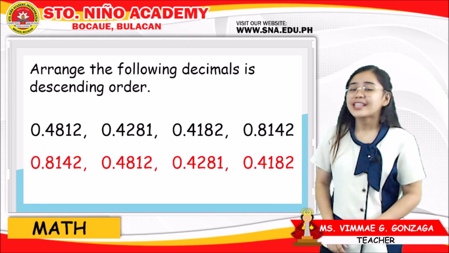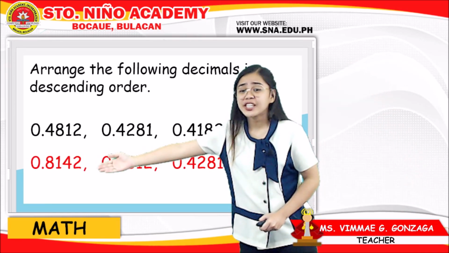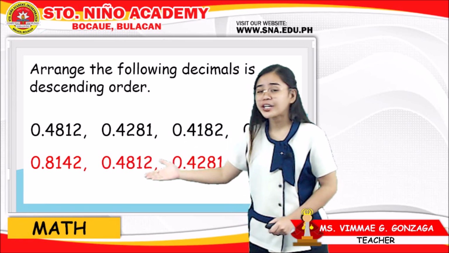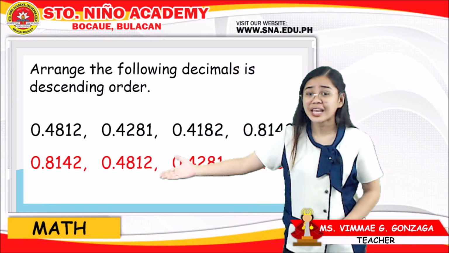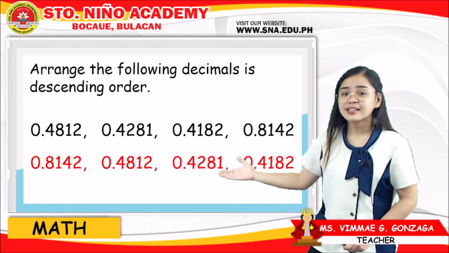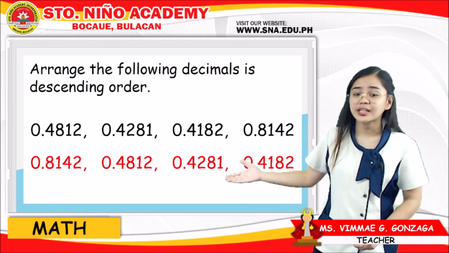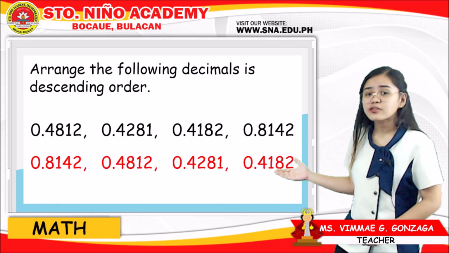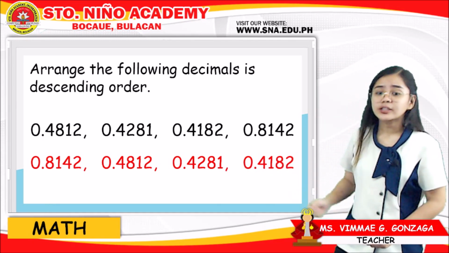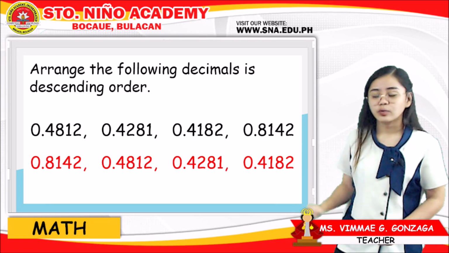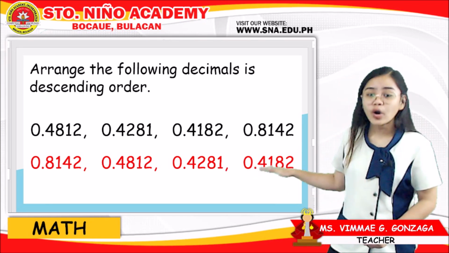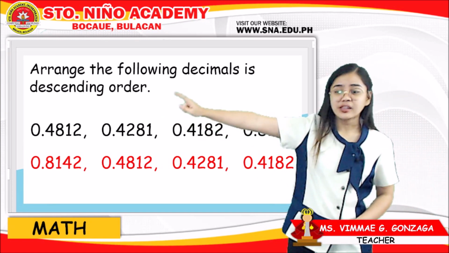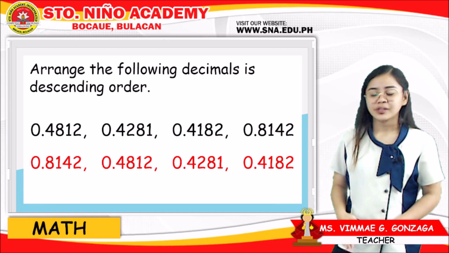Very good. So that is 8,142 ten thousands. Next is 4,812 ten thousands. Next is 4,281 ten thousands. And then 4,182 ten thousands. So this is the correct order if we are going to arrange these digits in descending order.